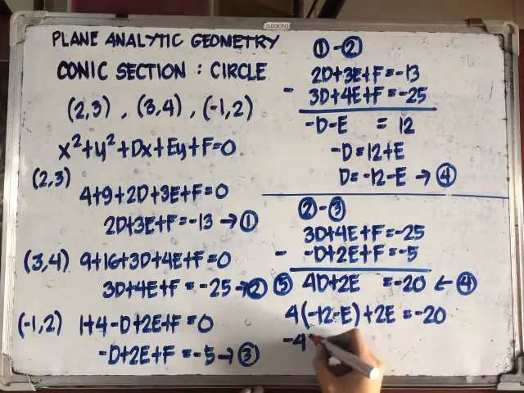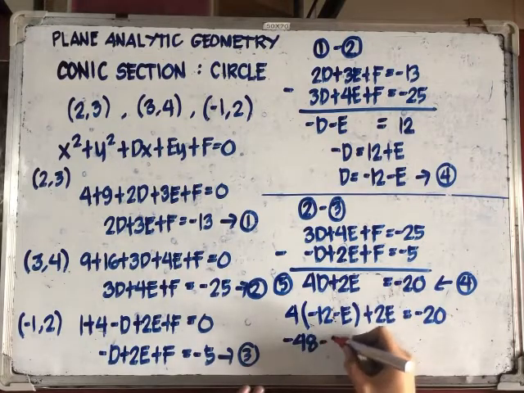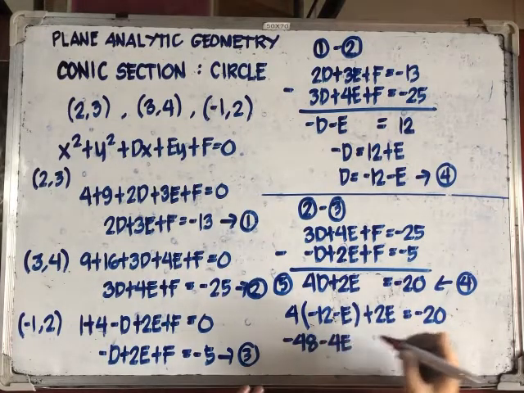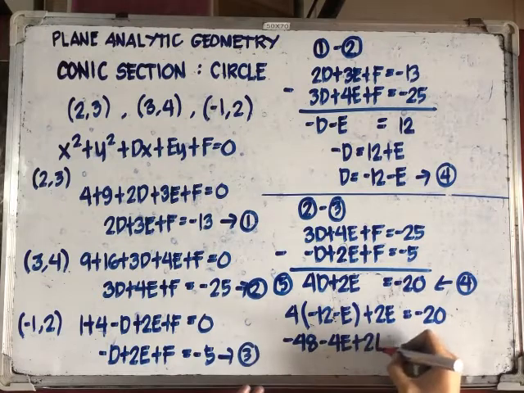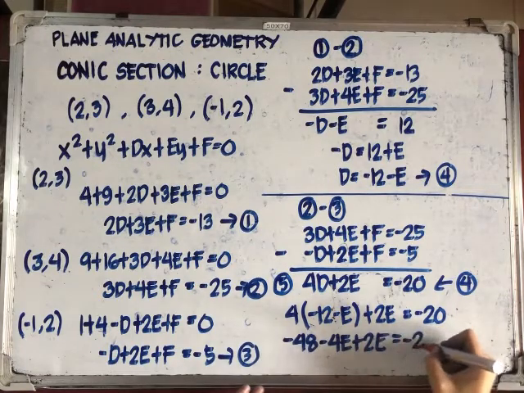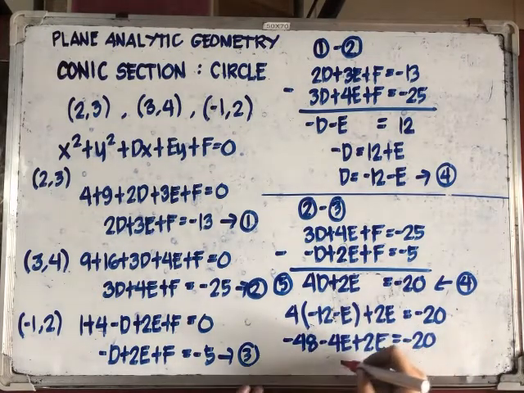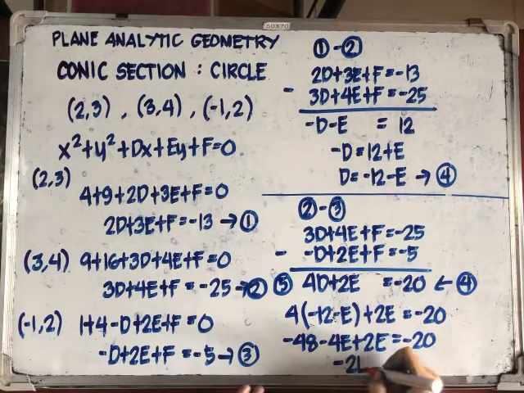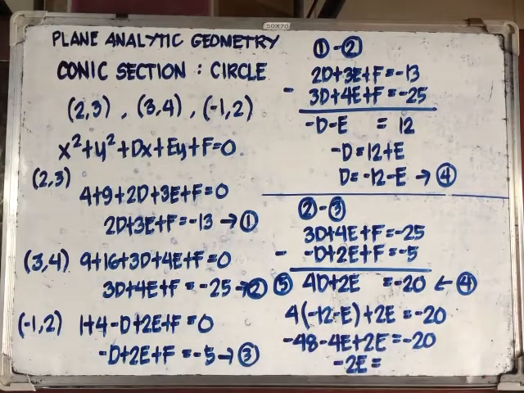So, this would be negative 48 minus 4E plus 2E equals negative 20. So, let's add now. This would be negative 2E. And this is negative 20. Then positive 48, right? Okay, so that would be 28.